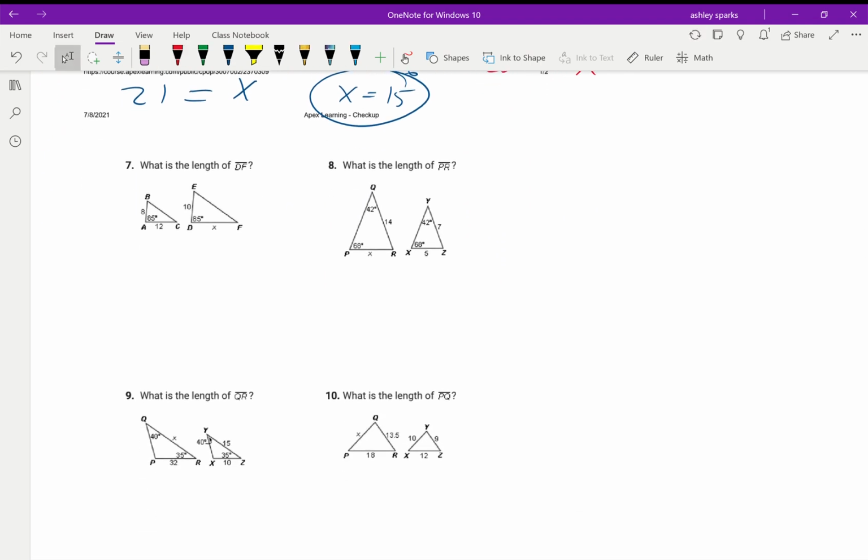And this is more of the same type of problem. So again, I like small, big, small, big. 8 over 12 is going to equal 10 over x. Cross multiply, I get 120 and 8x. And 120 divided by 8 is 15.